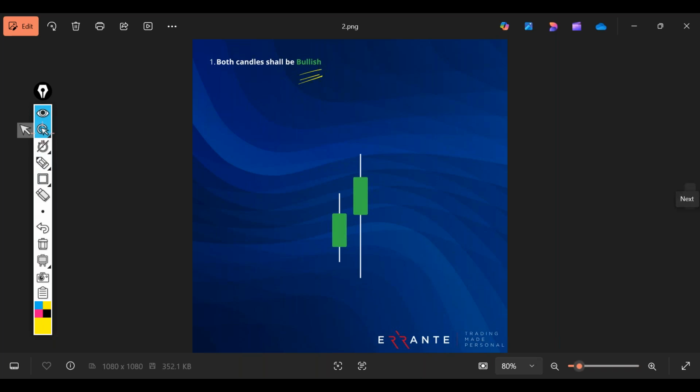Then, as we are done with the first one, where both are bullish, you must have a higher high and a lower low formed. Keep this in mind; these are all must-have scenarios. The second candle must make a higher high compared to the first one. And if you look at the low of the second candle, it must be a lower low compared to the first one.